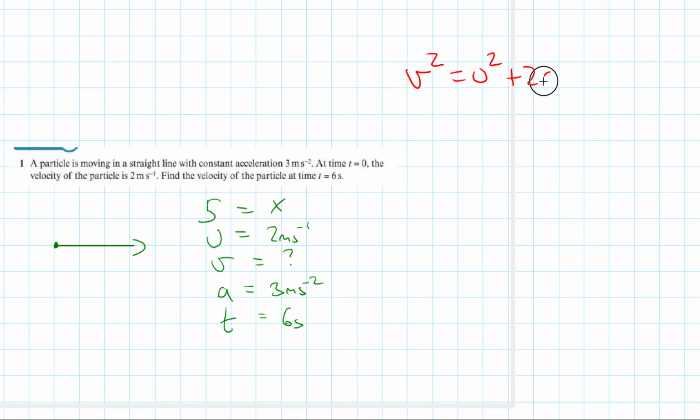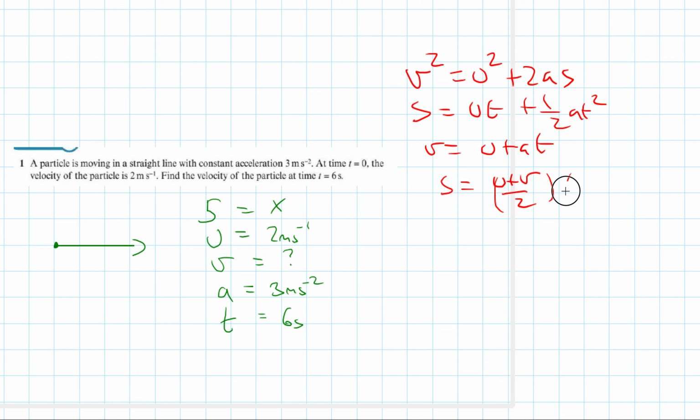So v squared equals u squared plus 2as. s equals ut plus half at squared. v equals u plus at. s equals u plus v over 2 times t. And s equals vt minus half at squared.